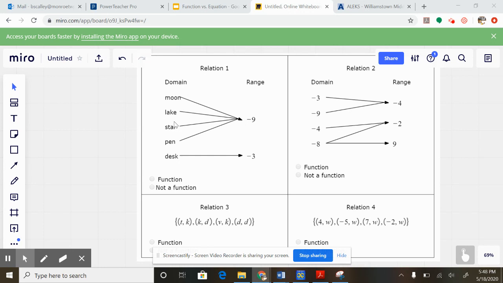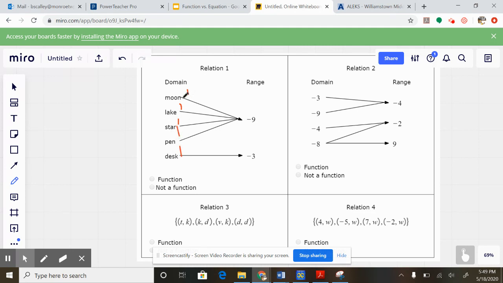So I'll start out with this first one, and it's kind of weird because we're not working with numbers here, we're working with words, but functions can be all sorts of things, so we're just checking the inputs and the outputs. So I look at moon. How many outputs does moon have? Only one. How many outputs does lake have? Only one. How many outputs does star have? Only one. Pen has one, and desk has one.